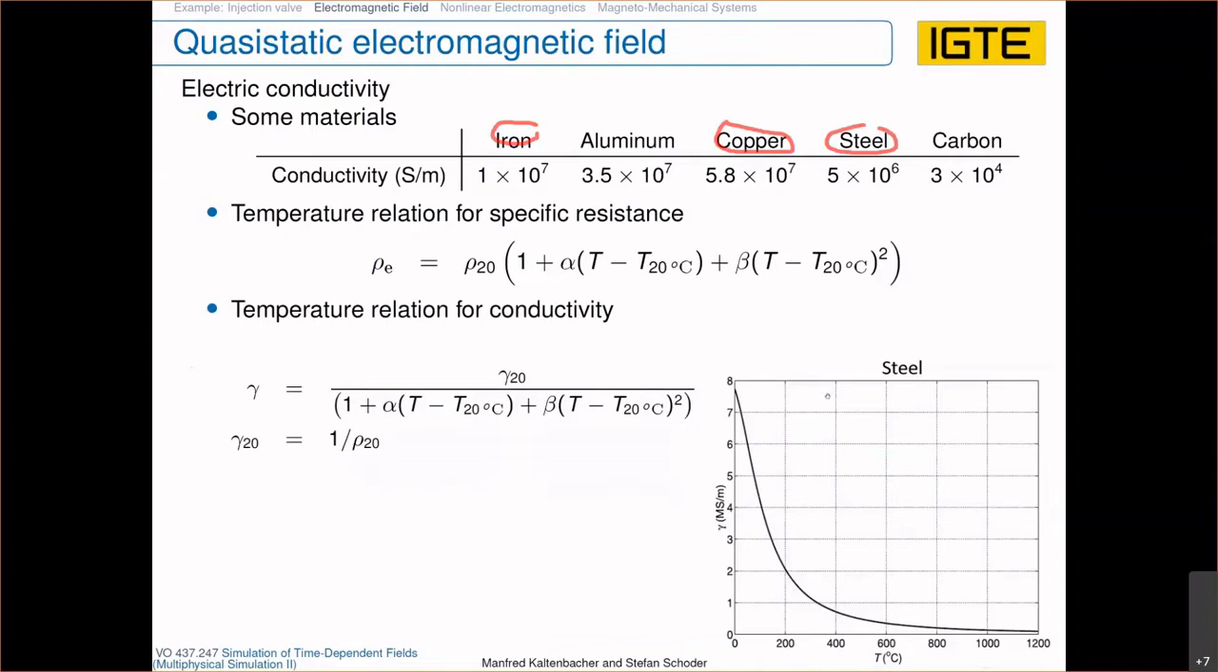And you see here, for example for steel, between 0 degrees Celsius and about 1000 degrees Celsius, how the conductivity decreases with increasing temperature. So especially in a coupled field problem, where you heat up electrically conductive materials, for example by eddy currents, which will be the second topic of this course, you should take into account that the conductivity is a function of the temperature.